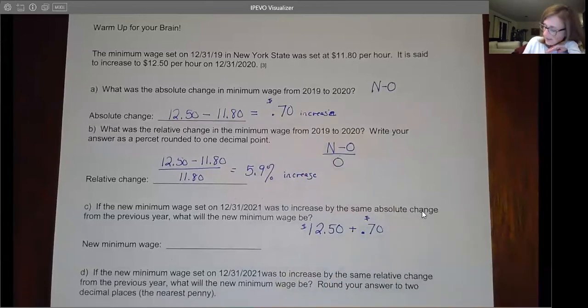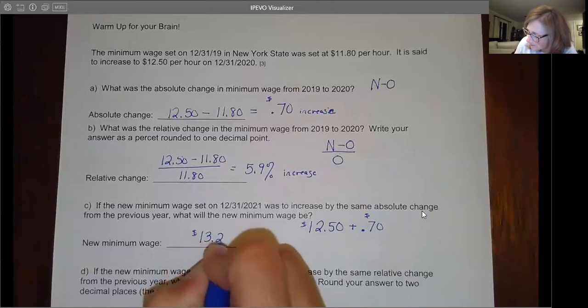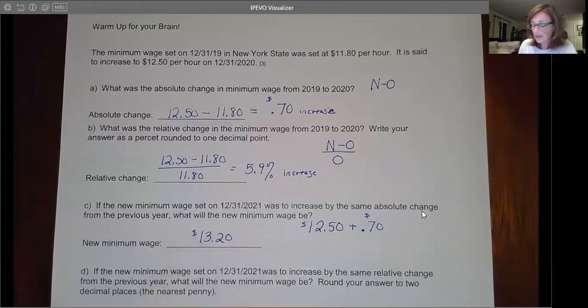Okay, so pull out your calculator, tell me what you get. I wish we were together so you could tell me what you got. I'm going to check mine again just to make sure. So $12.50 plus 70 cents. Did you guys get $13.20? That is if it increased by the same absolute change.